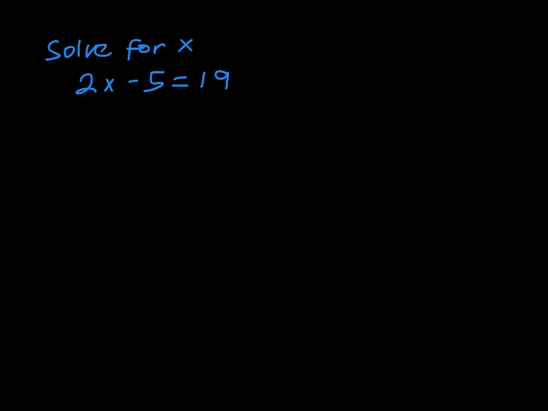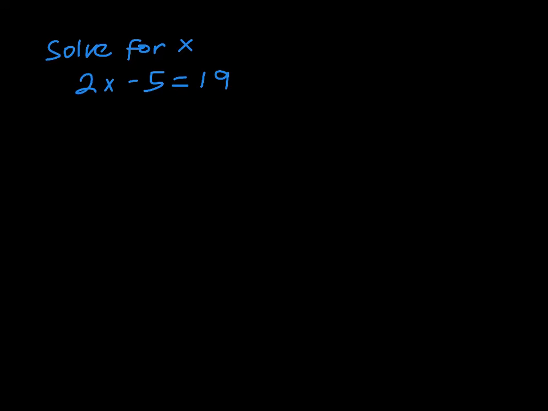Now let's try our hands on some examples. Solve for x: 2x minus 5 is equal to 19. So how do we go about this? We're going to use the balance method that we just learned to solve this. You can pause the video and try it yourself. Now that you have tried it, let's do it together.